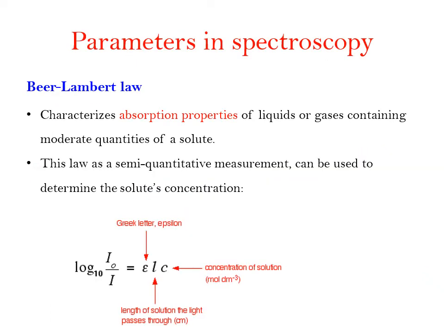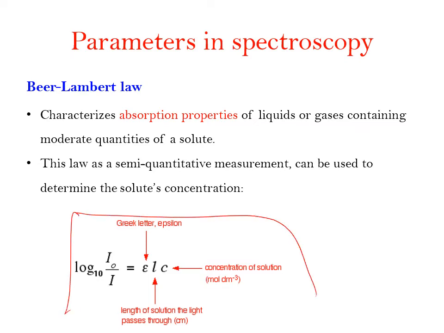The basic parameters that are used in spectroscopy, one is the Beer-Lambert law. The Beer-Lambert-Bouguer law relates the attenuation of light to the properties of the material through which the light is traveling. It characterizes the absorption properties of liquids or gases containing moderate quantities of a solid. This law is semi-quantitative. It can be used to measure the solid concentration using this equation.